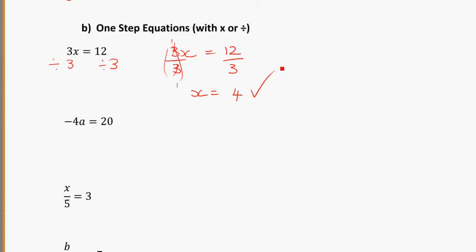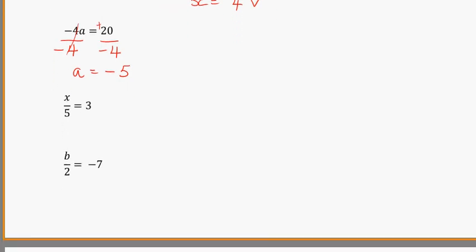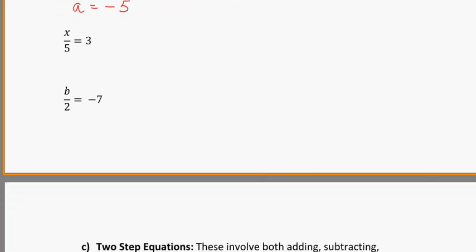For this one we're going to undo the multiplying by negative 4 by dividing by negative 4. We divide the other side by negative 4 as well. We're left with a equals 20 divided by negative 4. The signs are different, so we get a minus, and 20 divided by 4 is 5. Now you can pause the video at any time and try these by yourself, and then check your answers.